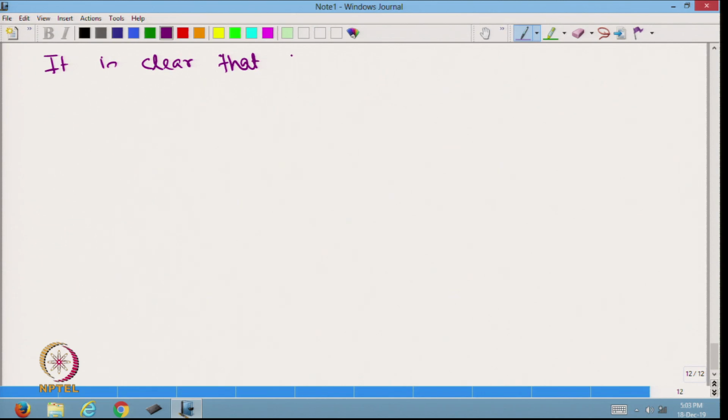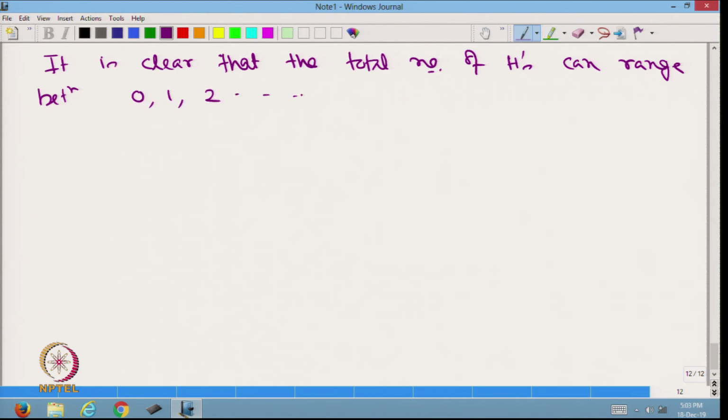It is clear that the total number of heads can range between 0, 1, 2 up to m plus n. It will take 0 when there is no head in n tosses of x and m tosses of y. It is going to be m plus n if there are all heads in n tosses of x and m tosses of y, or m tosses of coin 2.